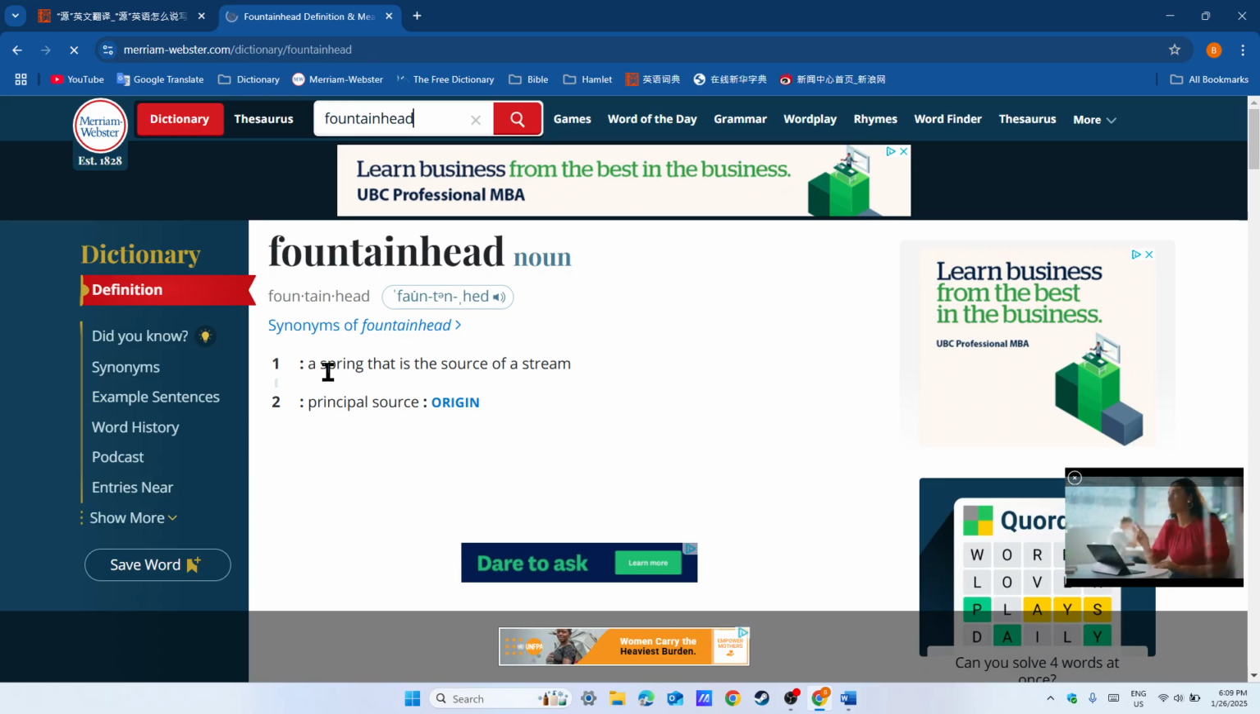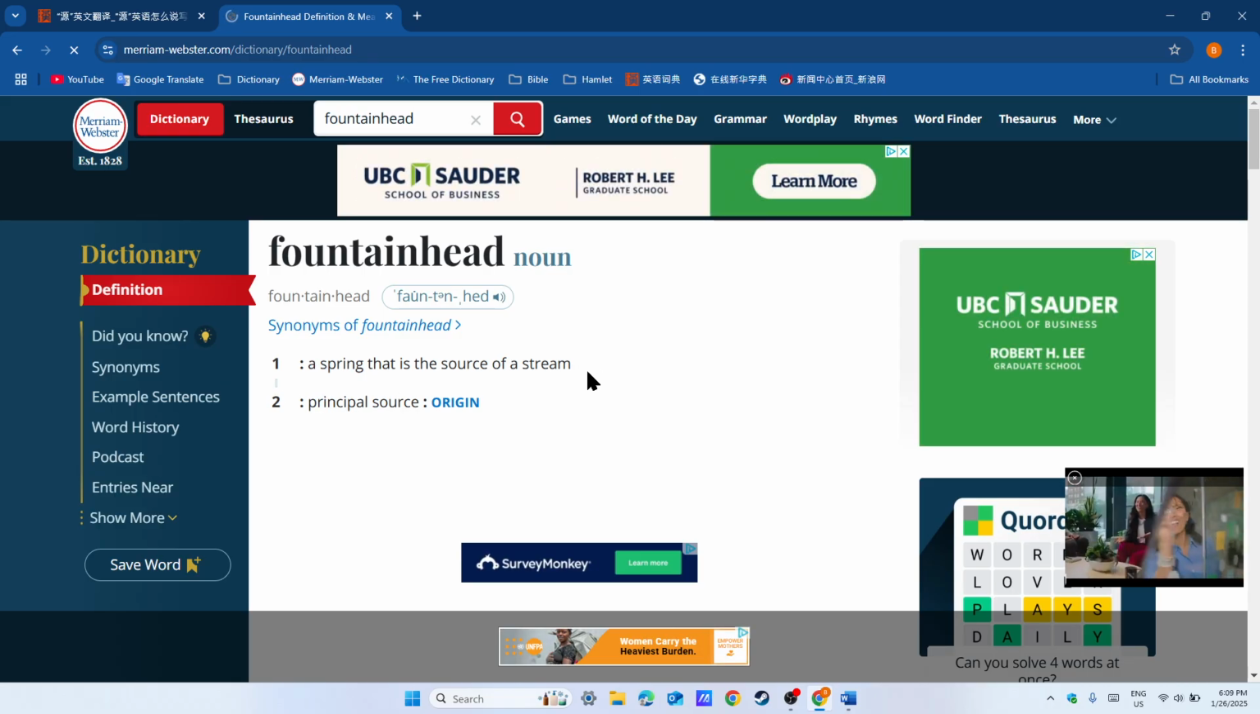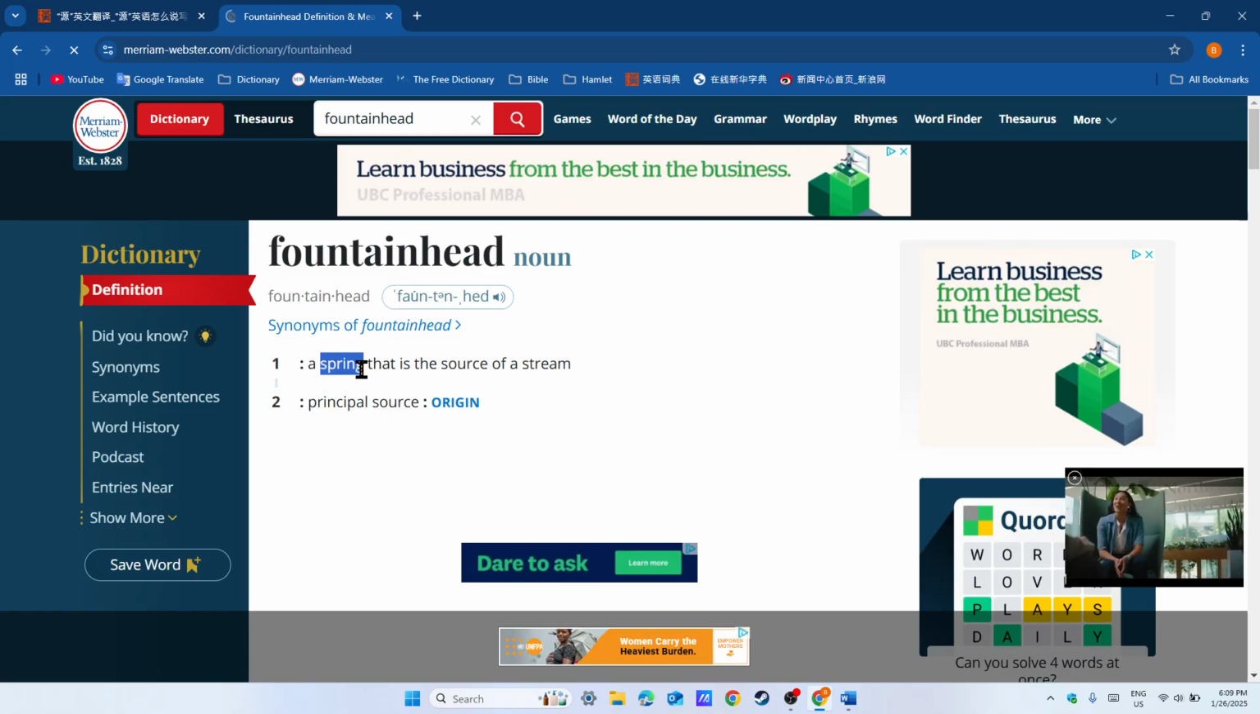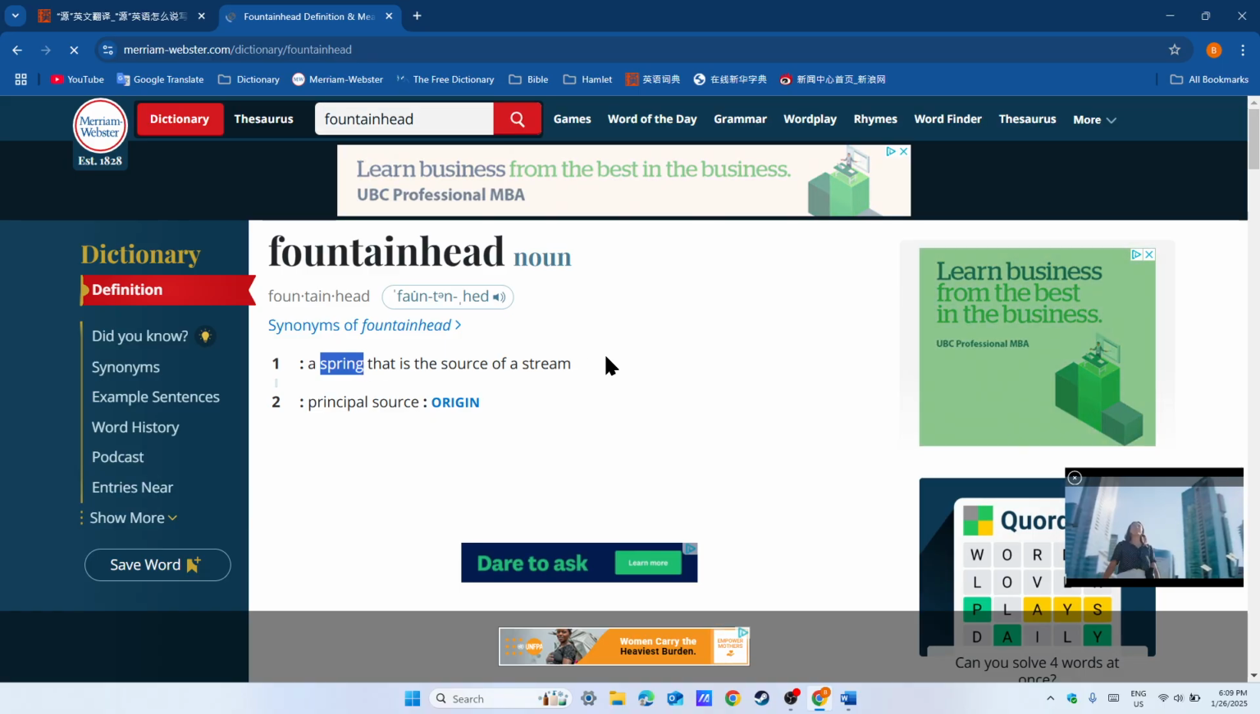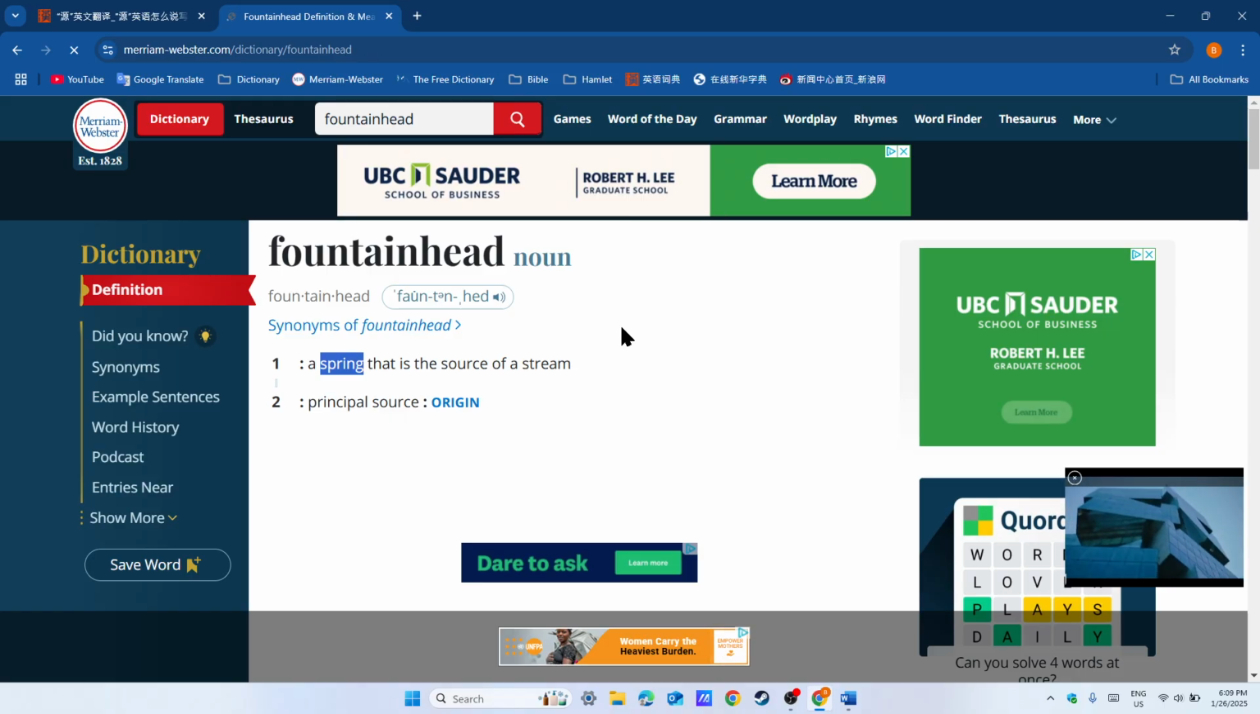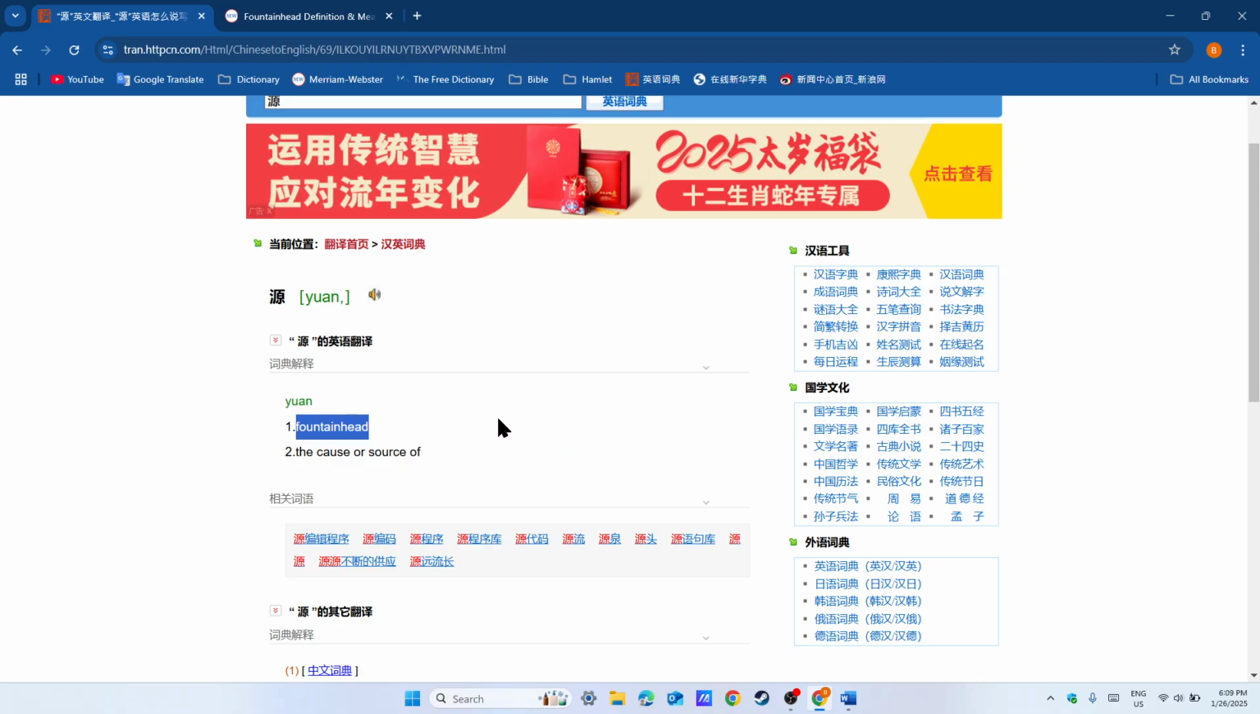A spring that is the source of a stream. Basically, it's a spring. Fountainhead. You can say yuan is a fountainhead. It's correct. Now the second meaning, the cause or source of. This is similar. That's correct.